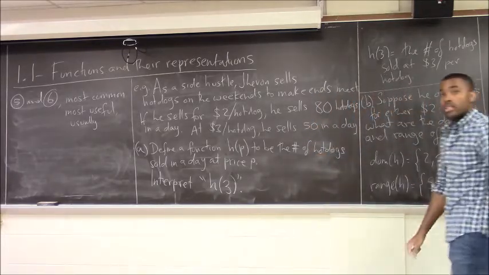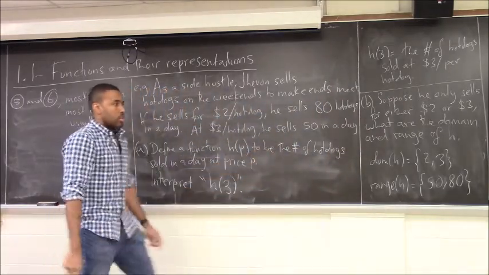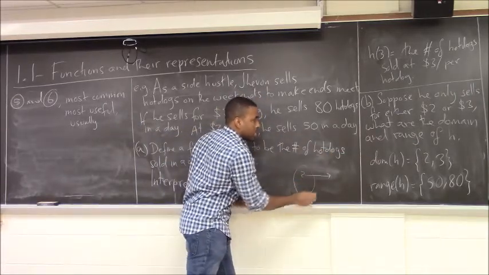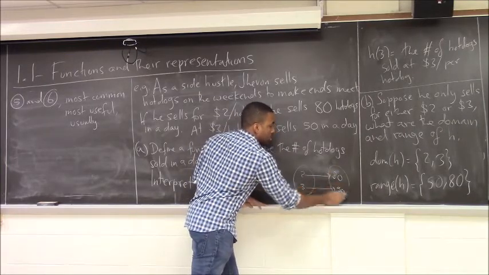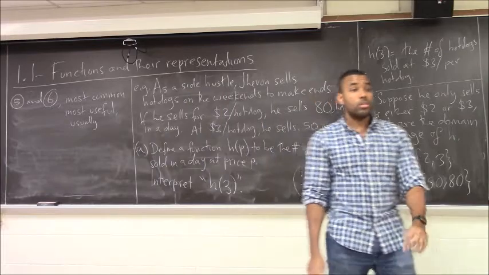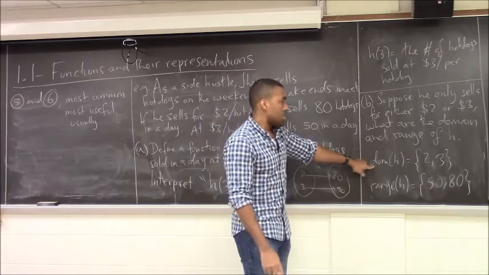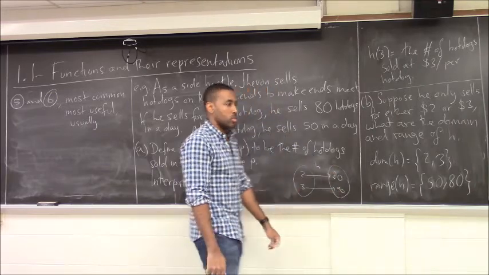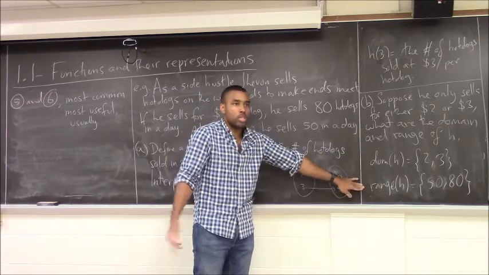That's the range. Right, so in this scenario, if I define a function to capture this idea, then that would be the domain, that would be the range, and in fact, this function would look something like the 2 would be connected to 80, and the 3 would be connected to 50 under the function h. I just described that relationship, right? So I'm making a connection. The domain is the set of p values, and the range would be the set of h values, the number of hot dog values. This is the group of inputs, the group of outputs. My inputs is the price, my output is how many hot dogs I sell.